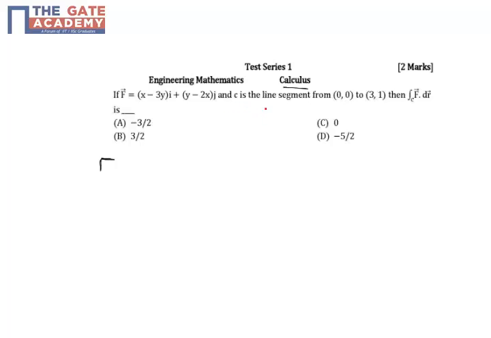He is also giving a line C from (0, 0) to (3, 1). Then he is asking for the integration of F dot dr. First, we want the line segment from (0, 0) to (3, 1).